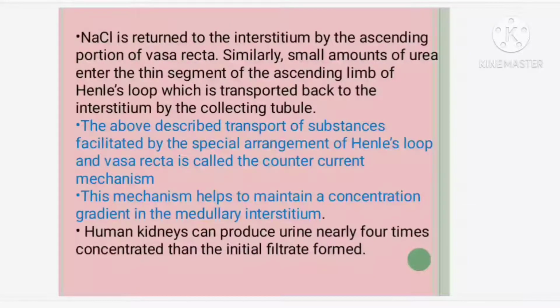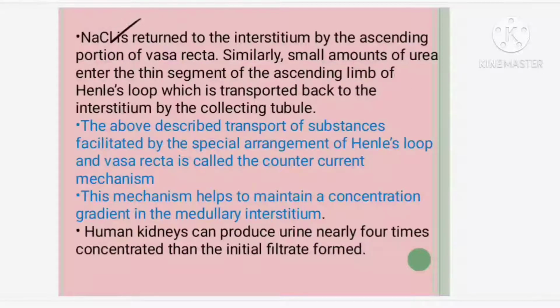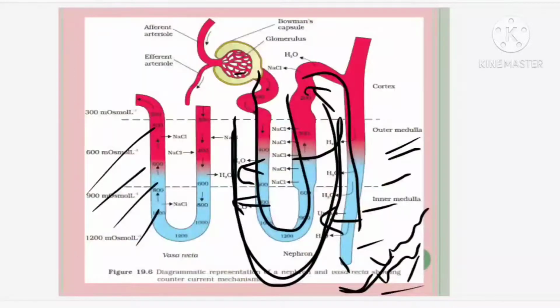This gradient is mainly caused by what? NaCl and urea. NaCl is transported by the ascending limb of the Henle's loop, I told you, which is exchanged by whom? The descending limb of the Vasa recta. NaCl is now returned to what? The interstitium. So, NaCl which is coming over here is returned to the interstitium, so that the water from the descending limb of the Vasa recta goes out into the interstitial fluid because of the presence of what? The salt. NaCl is present, that is why. Okay.